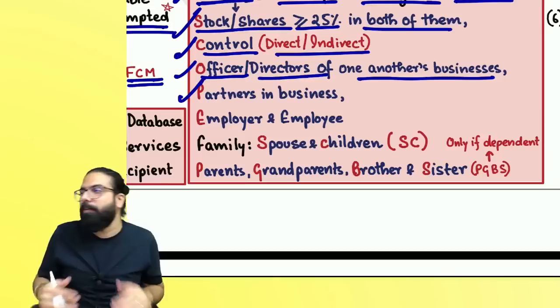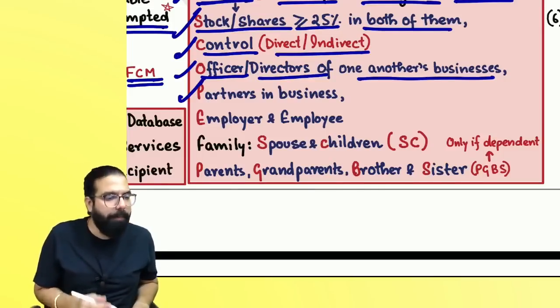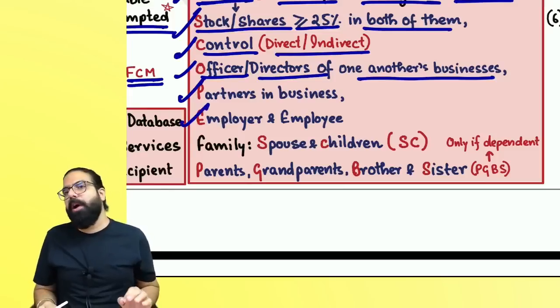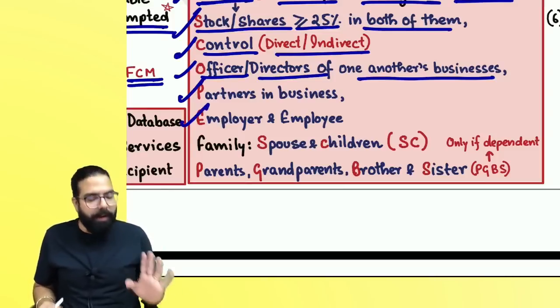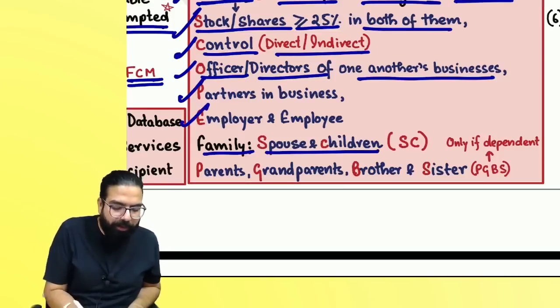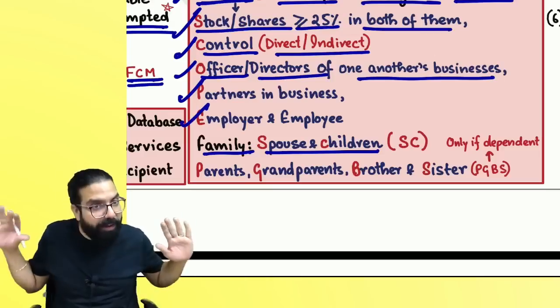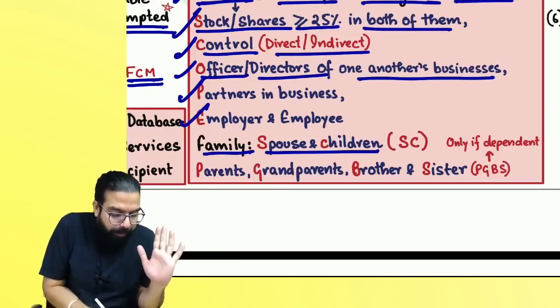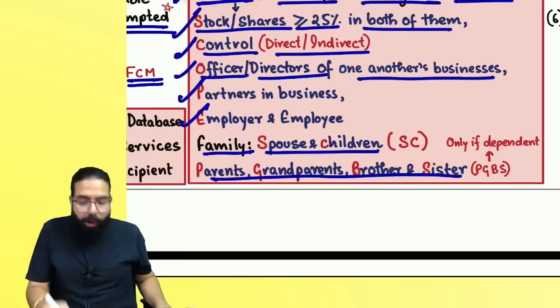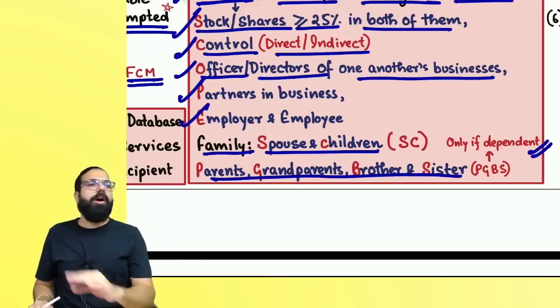P for partners. Partners in a firm are always related persons. E for employer and employee. Employer and employee are always related persons. And family is always supreme. Remember, family is supreme. Your spouse and children are always your related persons. And parents, grandparents, brother and sister are your related persons only if they are dependent on you.